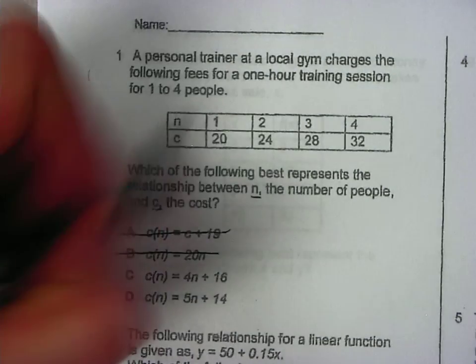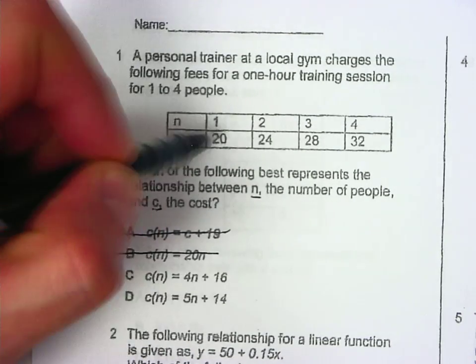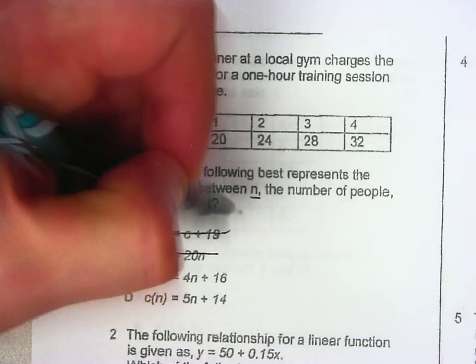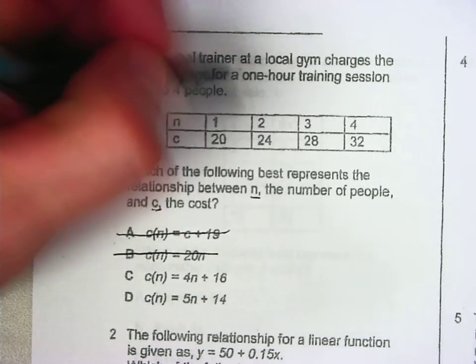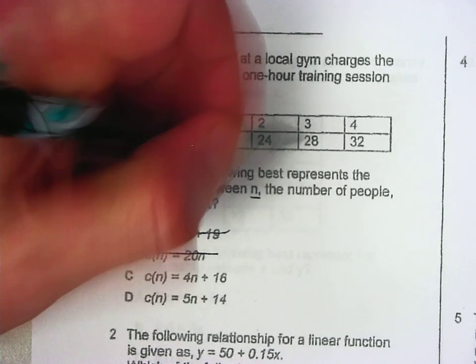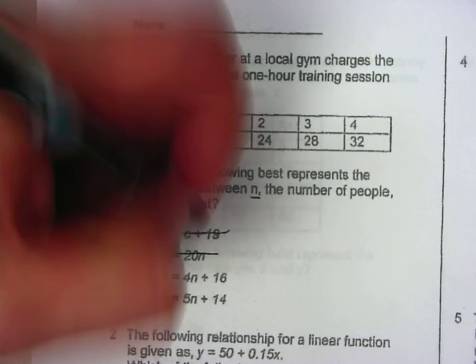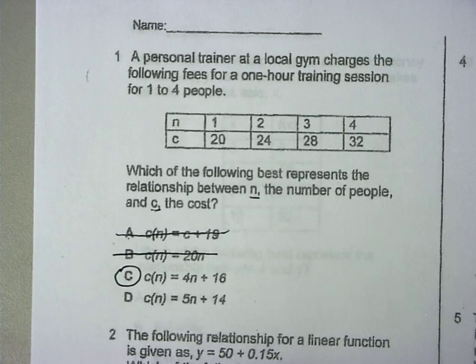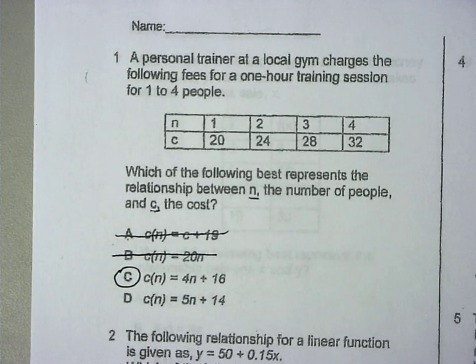4 times N. 4 times 1 plus 16 is 20, so that works. 4 times 2 is 8 plus 16 is 24. That works also. 4 times 3, 12 plus 16 is 28. And it does continue the pattern and it does work. So choice C was the correct choice there.